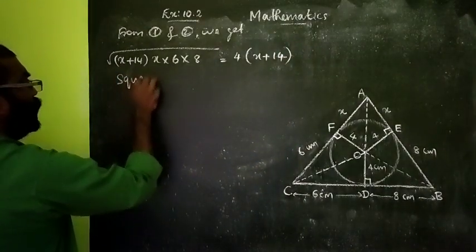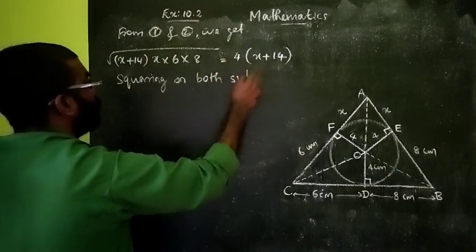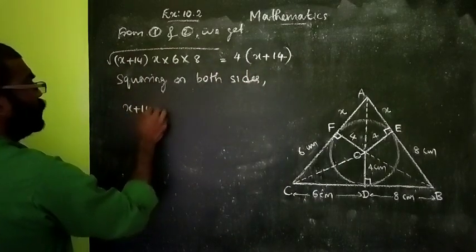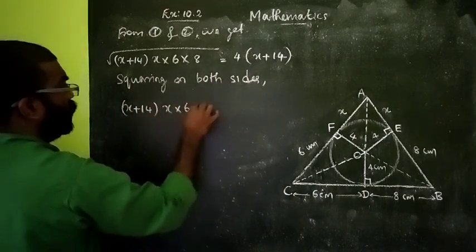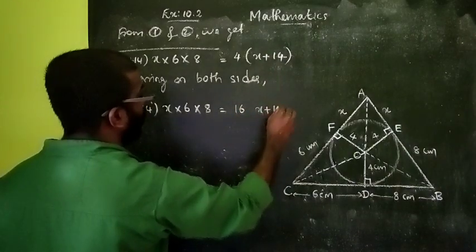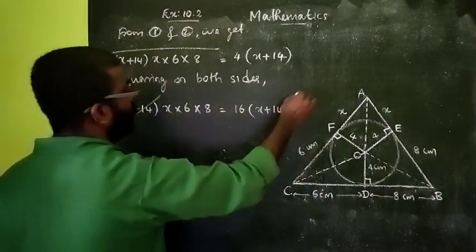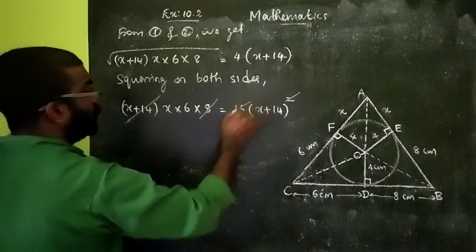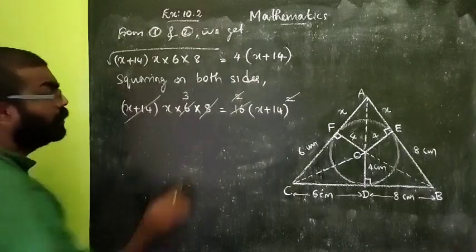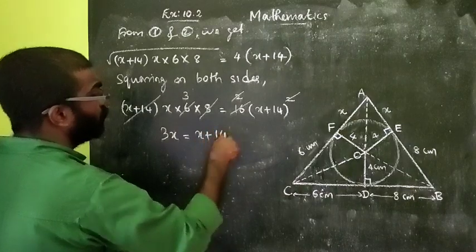Now we can square on both sides. Squaring on both sides, and while taking the square, the radical sign, the square root, goes away. So x plus 14 into x into 6 into 8 will be equal to 4 square, which is 16, into x plus 14 the whole square. Now we can cancel x plus 14 here. 8 and 16, 2 times. Again 2 and 6, 3 times. Right. So left side 3x, which is equal to x plus 14.